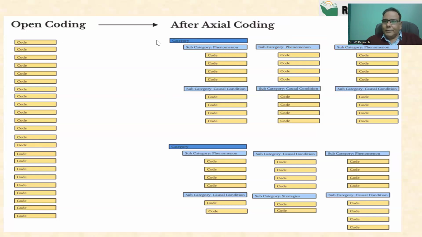Manually, we do it like this, but now because of AI, we have software which can initially identify the important keywords and automatically convert the open coding into structural coding, which is known as axial coding. So whenever you see the word axial coding, it means we are converting the open coding into categories.